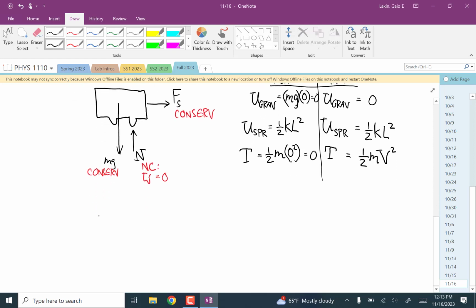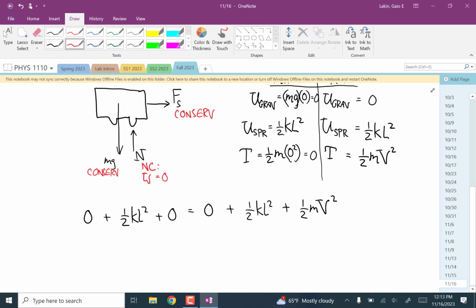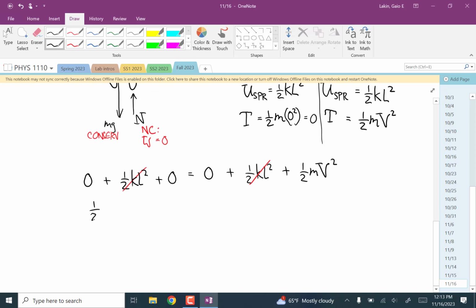And now put it into conservation of mechanical energy. So 0 plus 1/2 KL squared plus 0 is equal to 0 plus 1/2 KL squared plus 1/2 mv squared. Subtract this from both sides, and you get 1/2 mv squared is equal to 0. So v has to be equal to 0. Okay? So what that says is anytime the spring is deformed that distance L from its resting length, the speed is 0.